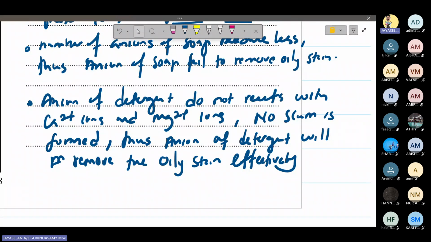No scum is formed. Thus, an ion of detergent will remove the oily stain effectively. All these answers are in my module. You guys need to do a question only. Any question? No question, eh?